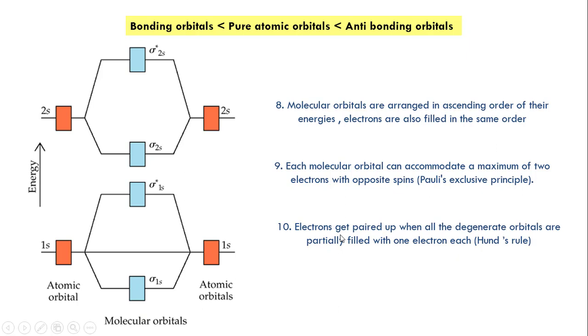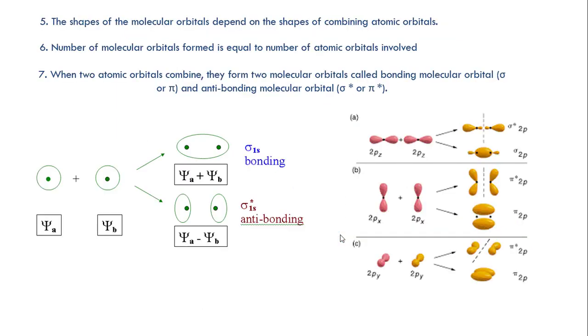And electrons get paired up only when all the degenerate orbitals are partially filled with one electron each. So this is explained by Hund's rule. According to Hund's rule, we have to fill one electron in each molecular orbital, and then we pair up the electrons.